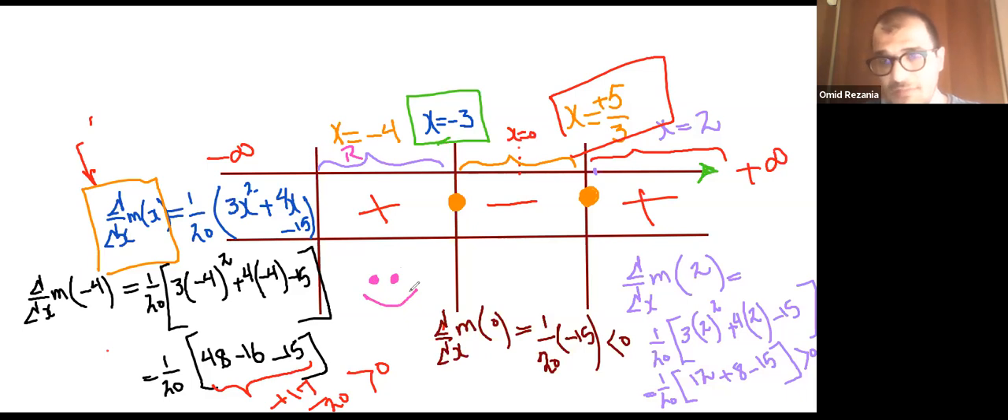for this interval. For the interval which stands between minus 3 and plus 5 over 3, I have the slope of the tangent line at any individual points on that function negative. And that's the geometric interpretation. The negative sign means that I have a crying face. I'm not happy. Let me erase this part.